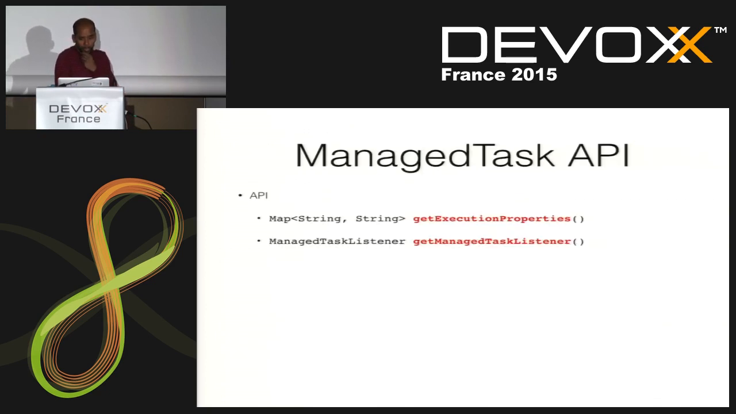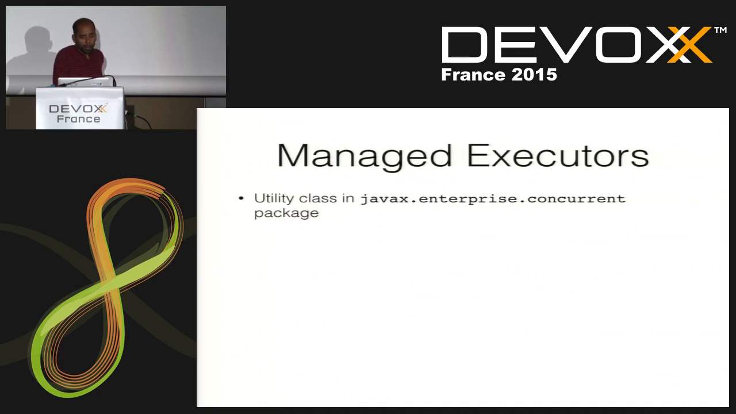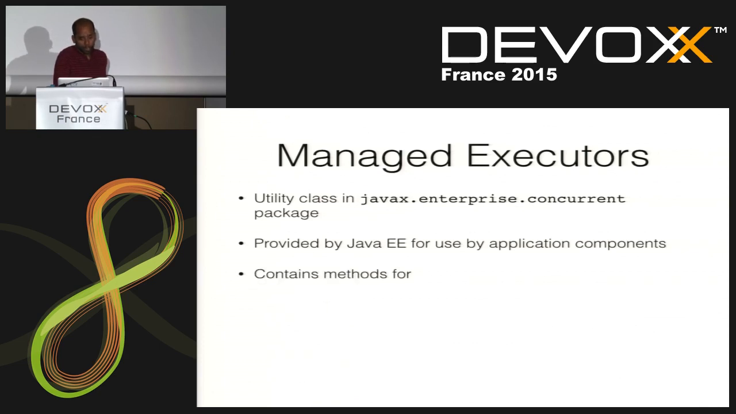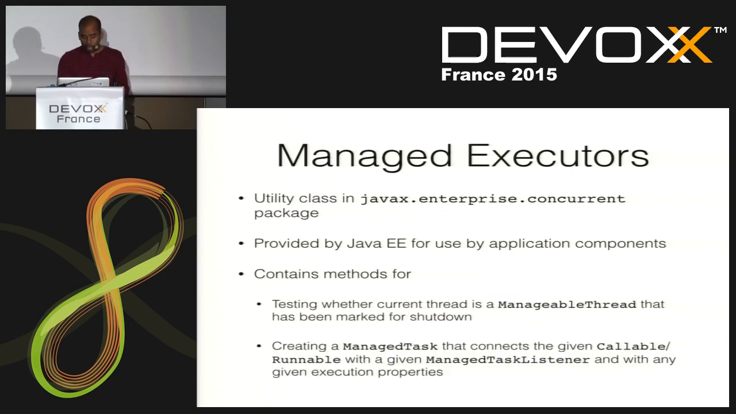Very simple API here, how you can get execution properties. There are some hints that are available in terms of execution properties. Again, I haven't seen very many usages of these properties in real life. Talked about how managed executors is a convenience class that is available, again in the javax.enterprise.concurrent package, and how you can create a managed task and other things from that. The implementation of this class is already available to you. You can test whether the current thread has been marked for shutdown. For example, there is an isShutdown method that is available there. Either you can call that on the managed thread, or you can pass the managed executor an instance of the thread and ask whether the thread is shut down or not.